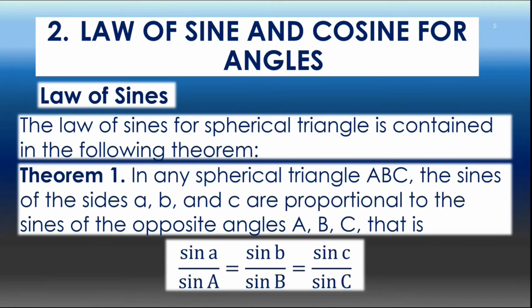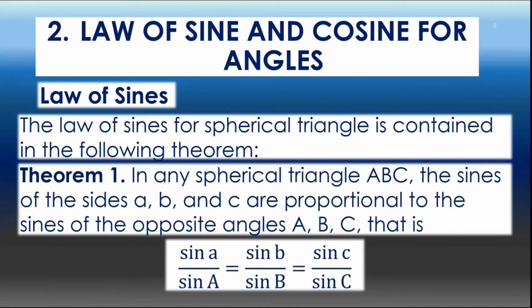If you remember the law of sines in the oblique triangle we discussed last midterm period under plane trigonometry, what we had last time is a over sine A equals b over sine B equals c over sine C. But since we now have spherical trigonometry, the spherical triangle has sides and angles.